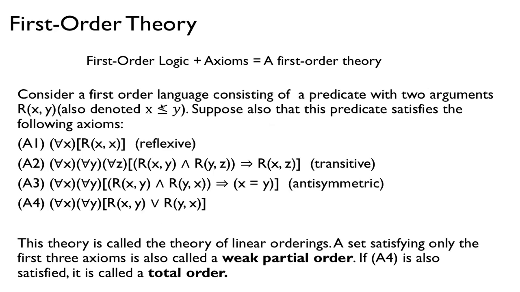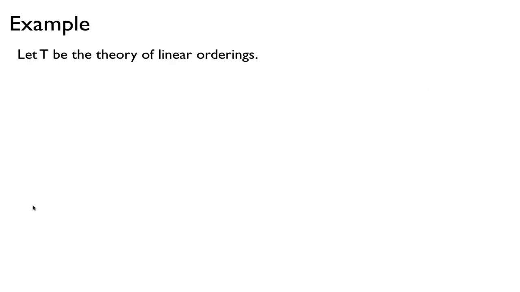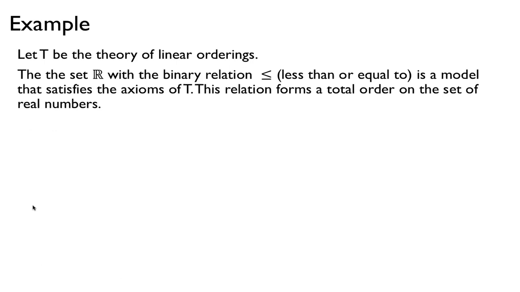A set satisfying only the first three axioms, A1 to A3, is called a weak partial order. And if it also satisfies A4, then you call that a total order. So for example, let T be the theory of linear orderings. If we take the set of real numbers and put on it the less than or equal to binary relation, then this is certainly a model that satisfies the axioms of the theory of linear orderings. This relation actually forms a total order on the set of all real numbers. Given any two numbers, you can always compare them, essentially.